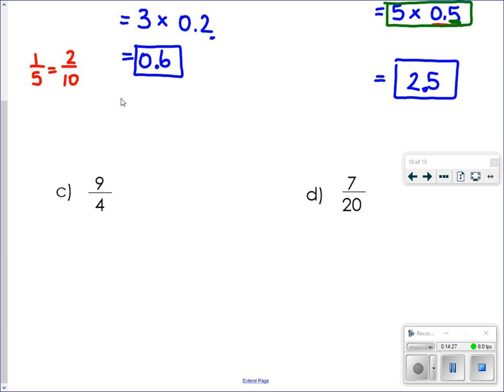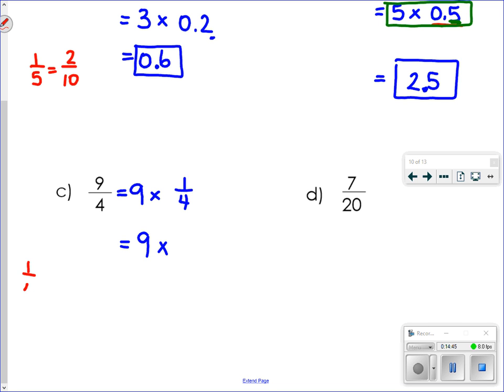Alright, let's try 9/4. This really means I have 9 1/4. 9 quarters, in other words. Okay, so this means I have 9. Well, how do I write 1/4 as a decimal? Well, you can figure it out if you don't already know.